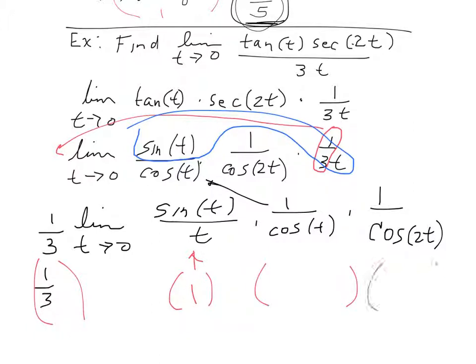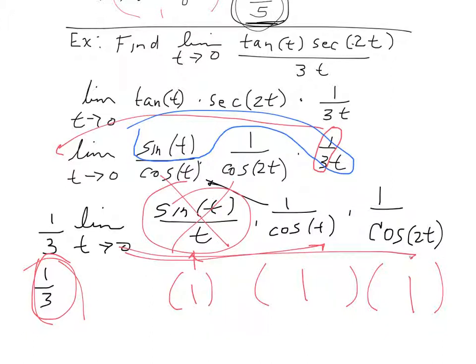Can I plug in my zeros now? 1 over cosine of 0 is 1. 1 over cosine 2 times 0, cosine of 0, still 1. There's your answer. So all I'm doing is this piece went away, that became 1, and I'm plugging in zeros here. I'm finding what's the cosine of 0, which is 1, 1 over 1, which is 1. What's the cosine of 2 times 0, which is the same thing as the cosine of 0, which is 1. And 1/3 times 1 times 1 times 1, and you get your 1/3.